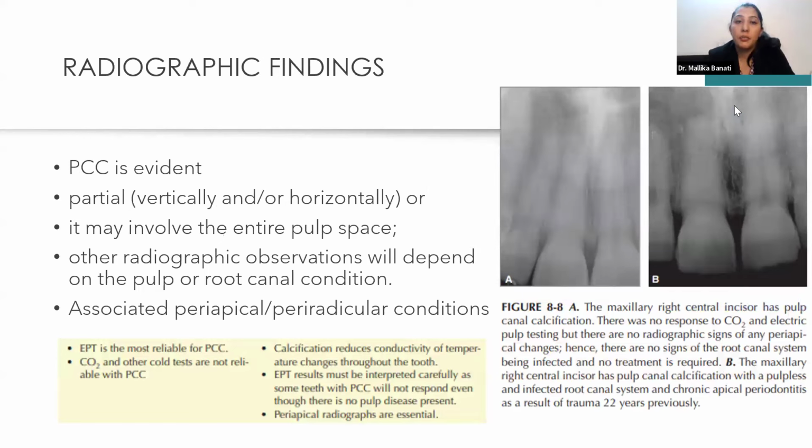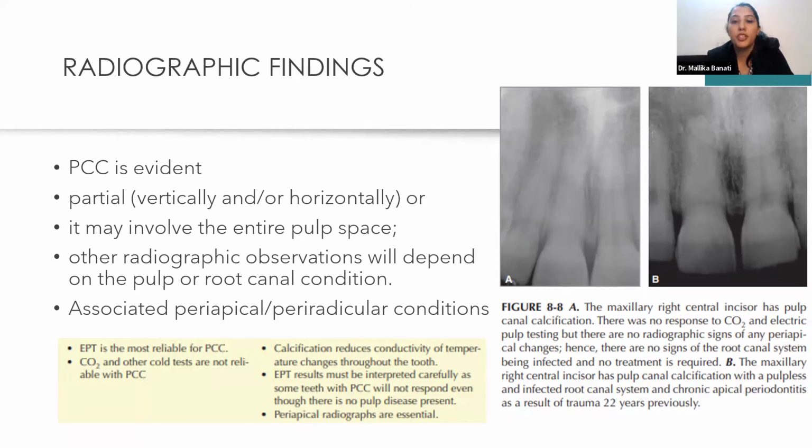So now, radiographic interpretation and findings. Pulp canal calcification is very evident and can be seen in such cases. It could be partial. If you look at this central incisor, it has been partly calcified here, but in this particular central incisor, it is completely calcified. It may involve the entire pulp space.